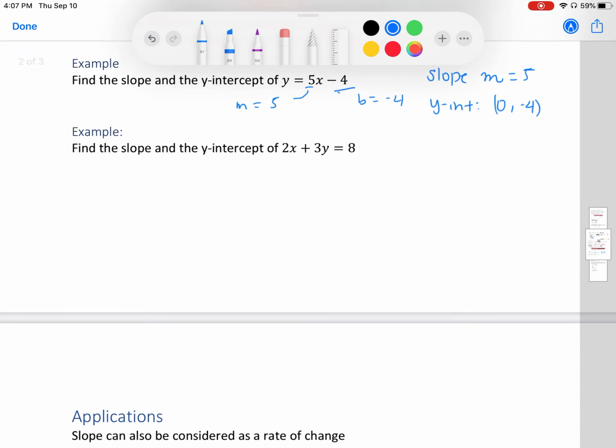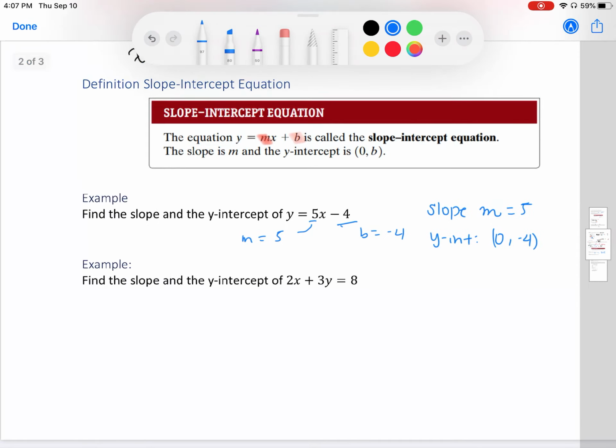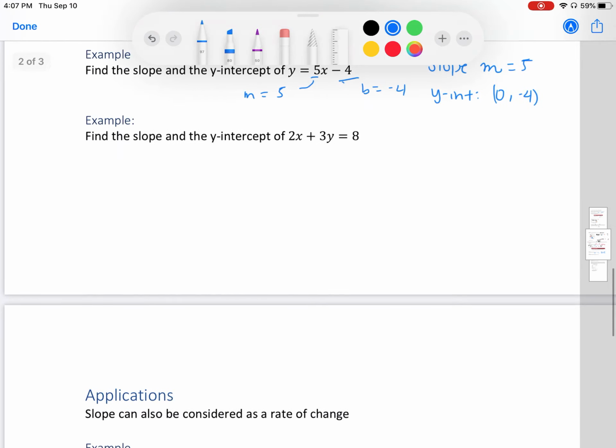Find the slope and the y-intercept. Now our formula is set up so that I always have y solved. I always have y by itself. So let's go ahead and solve for y. All right, so we have 2x plus 3y is equal to 8. Let's go ahead and solve for y.